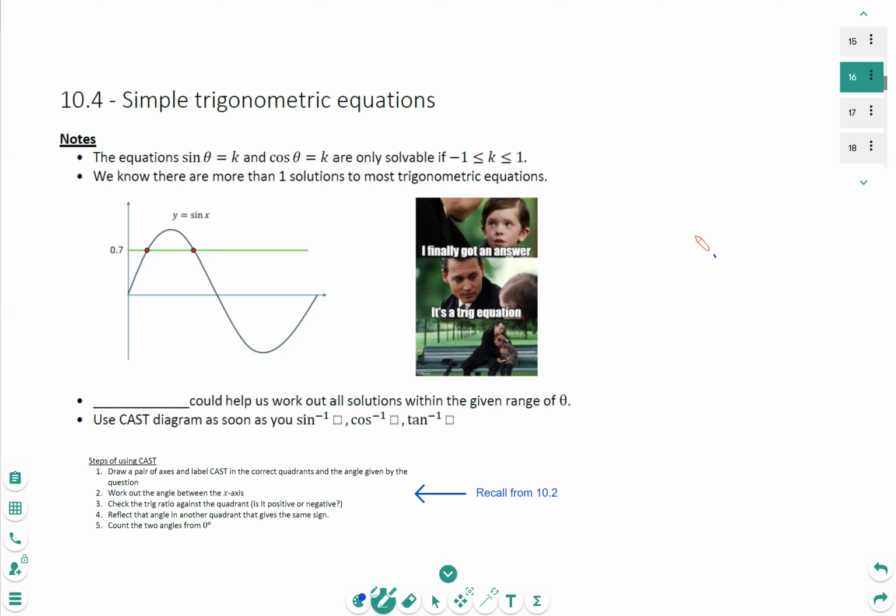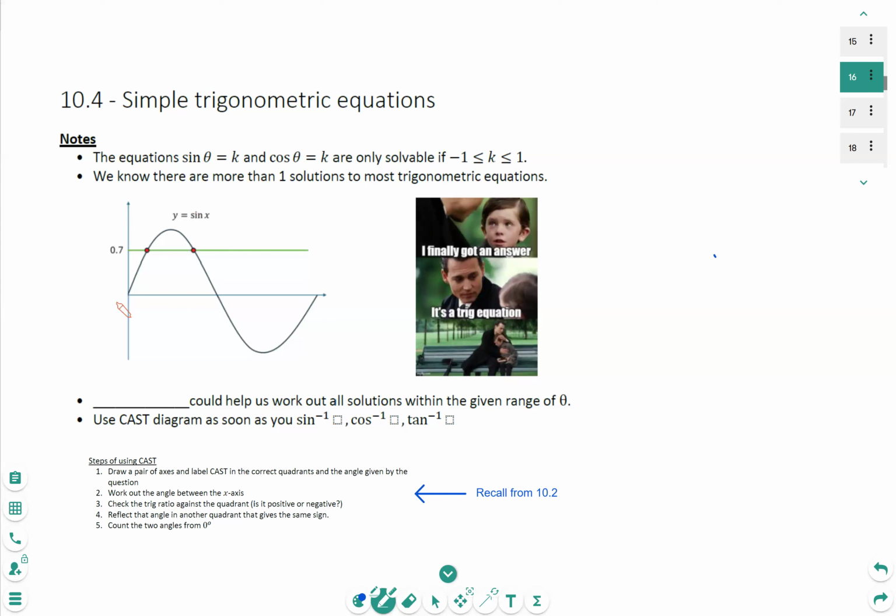So, in this lesson, you will be learning quite a lot about solving trigonometric equations. This will become the basis of what you can learn moving forward in A level as well. So this lesson is kind of important, if not all of them are important enough. Anyway, notes in here.